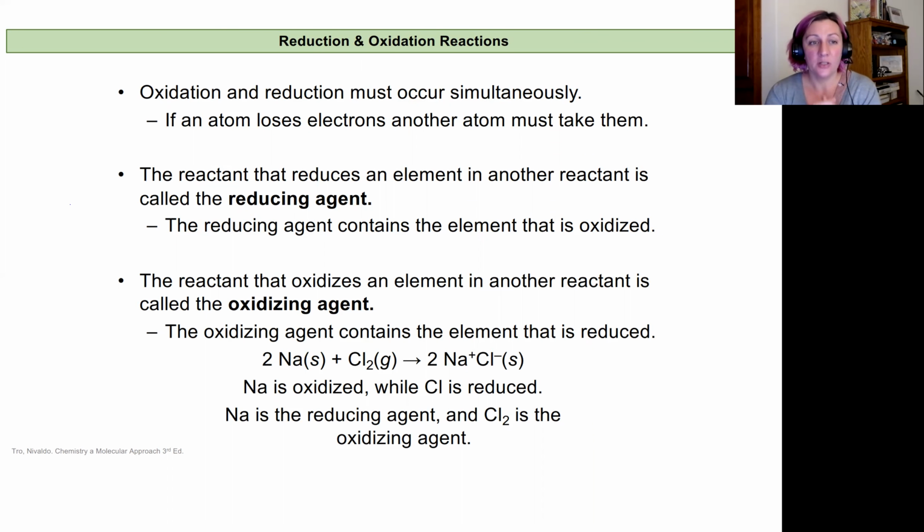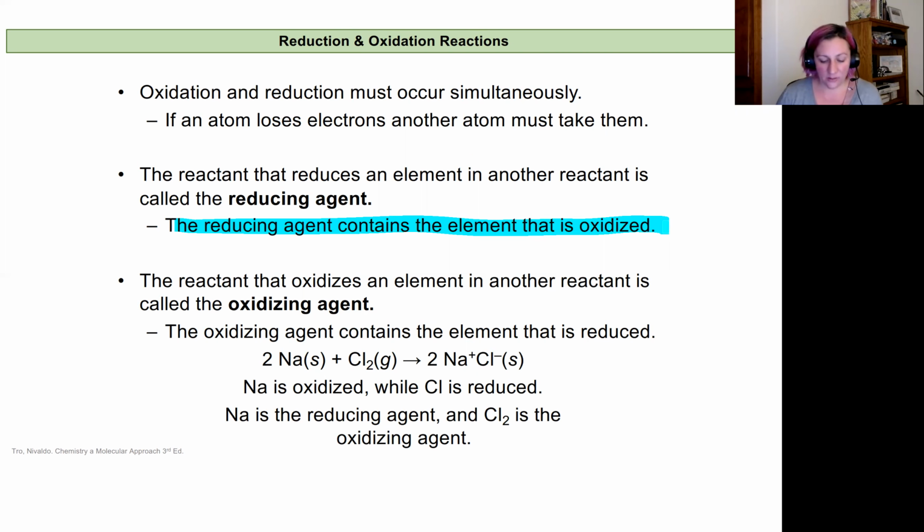Then we also can look at the reactant that's reducing an element is going to be called the reducing agent. So anything that is the reducing agent is itself being oxidized. And this is kind of like a matter of perspective. It's oxidized when you consider what's happening to that chemical, but when you look at what it's doing to another chemical, it's reducing it. And I know that's anthropomorphizing molecules, but it's a helpful way of remembering it.